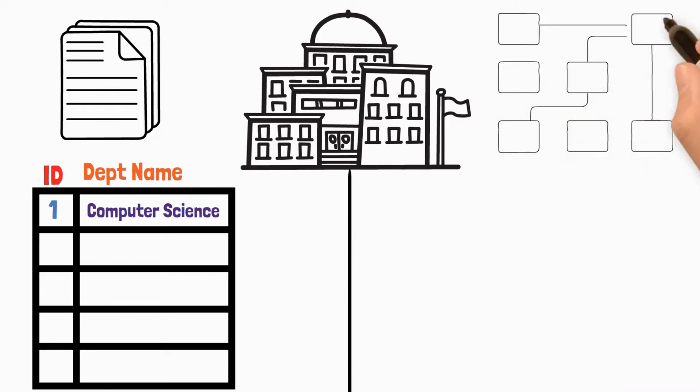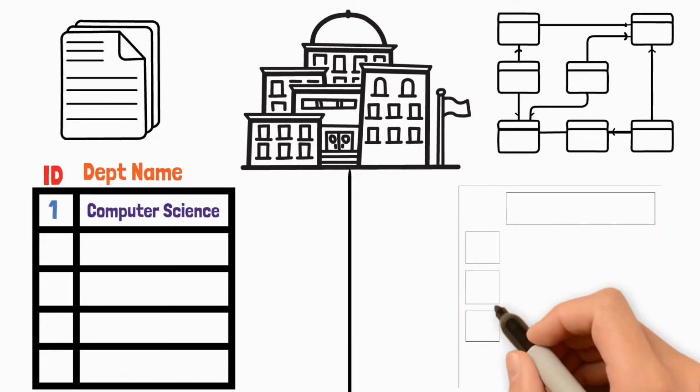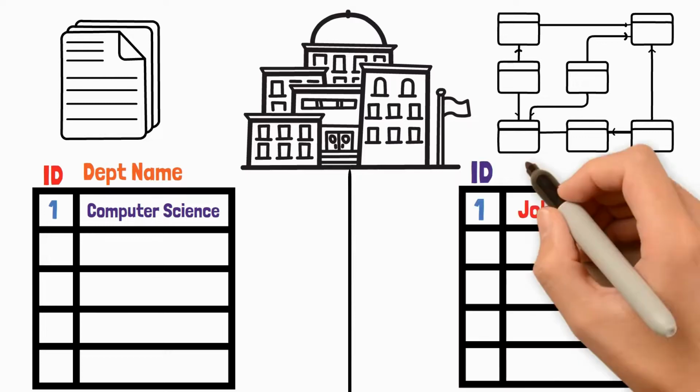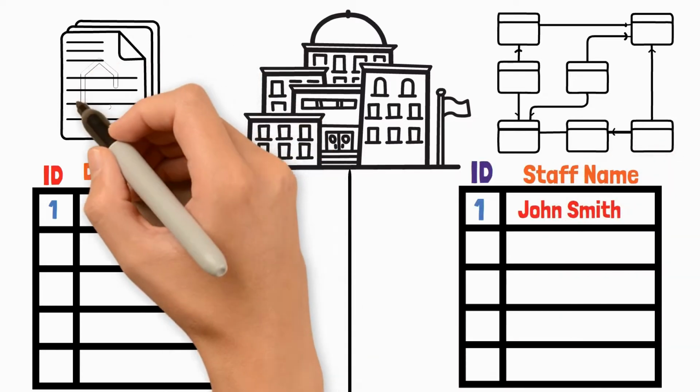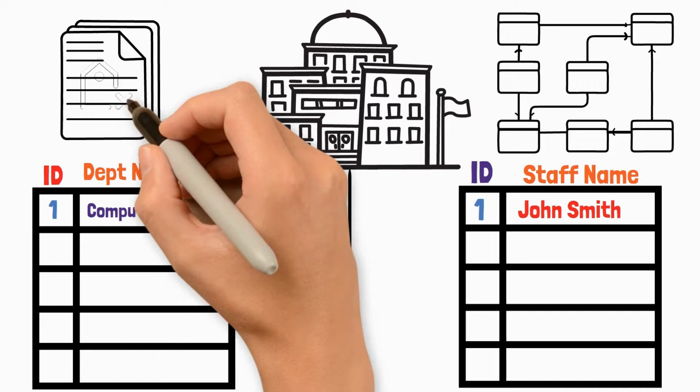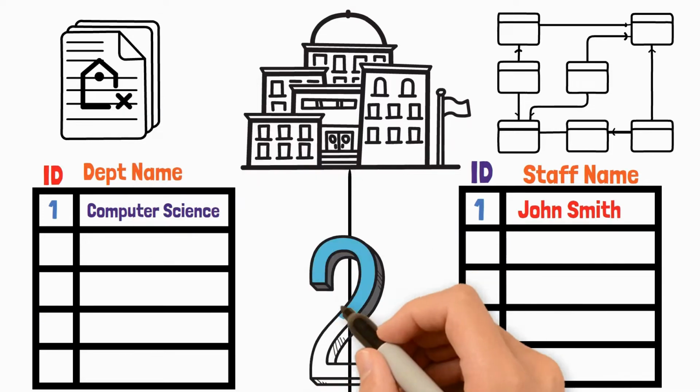Modification of information stored in the database, which can be updating a new staff data to the staff table. Deletion of information from the database, like deleting a student record from the student table. There are two ways to use DML.